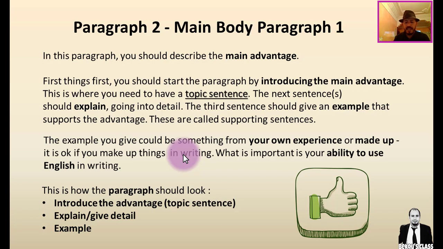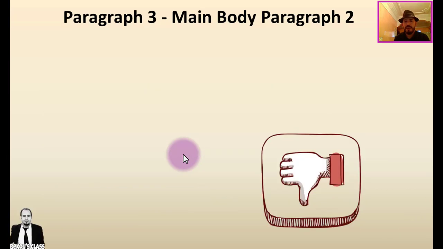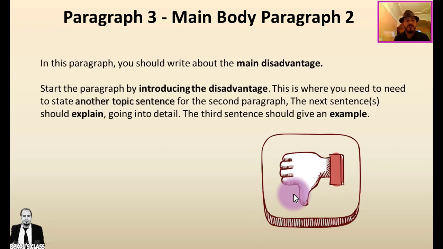The same steps should be followed in the second paragraph in the body. This paragraph talks about disadvantages, as you can see in the picture here. In this paragraph, you should also write the main disadvantage, and you start your paragraph by introducing the disadvantage, and this is where you write another topic sentence for the second paragraph.